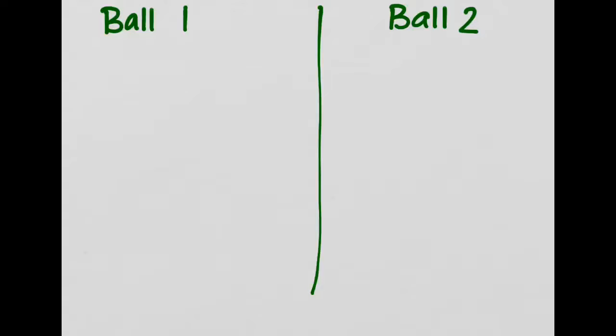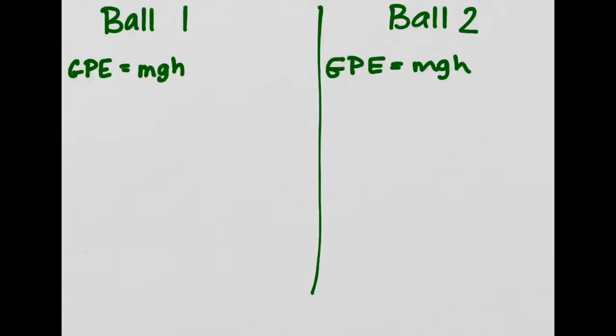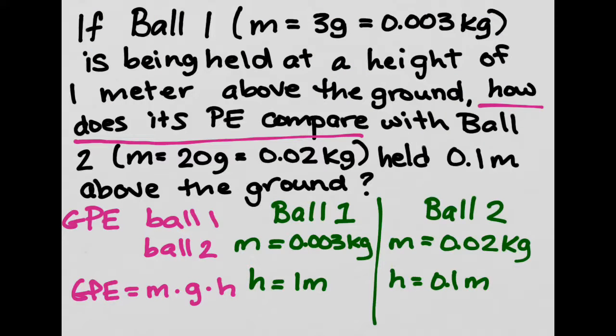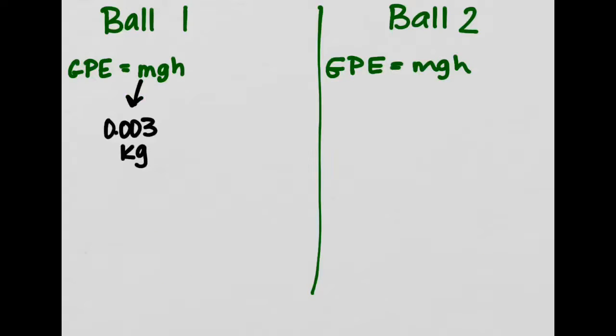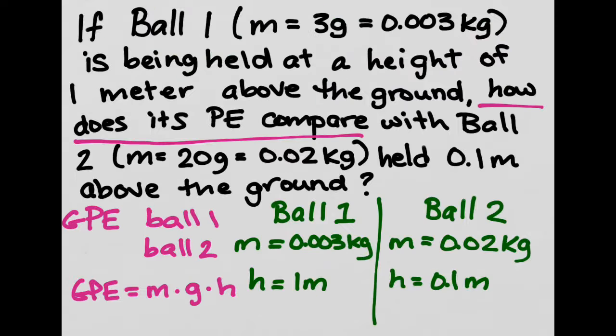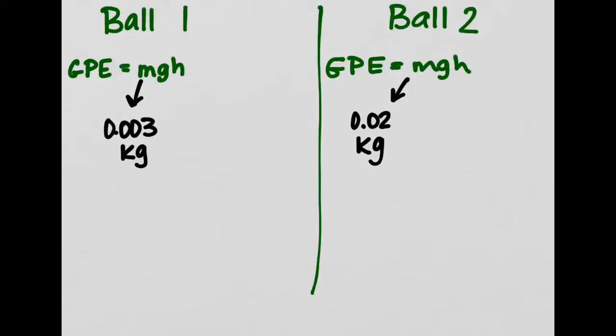Now I need to do the setup. Remember that the setup for a question means that I'm figuring out what numbers I need to plug in and where. So for each of these balls I need to know the mass and the height, which I already figured out in the previous slide. 0.003 kilograms and 1 meter for ball 1. And then for ball 2, it's 0.02 kilograms. The next thing I know is that gravity, or the force of gravity, is always going to be a constant 9.8 meters per second squared. I'm going to write that in for both.